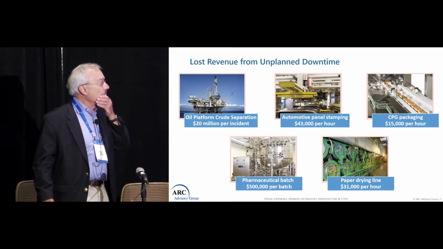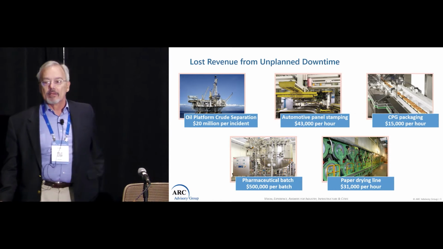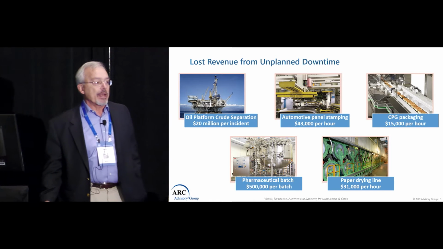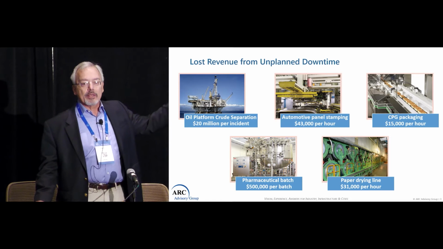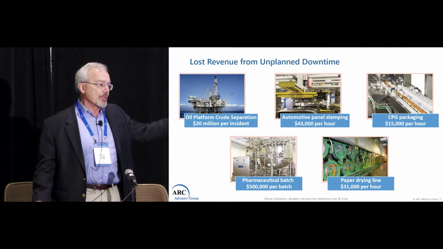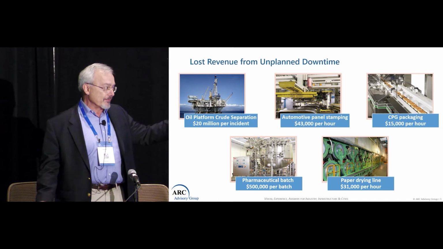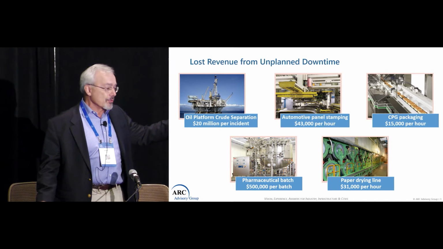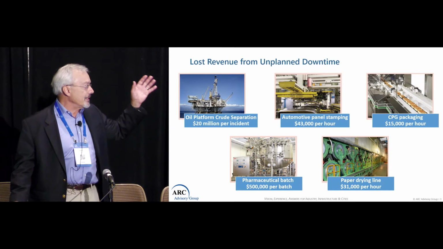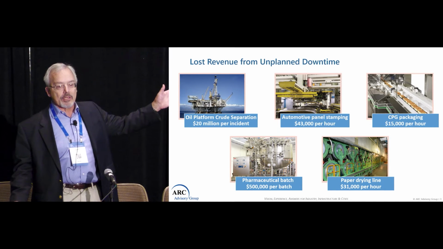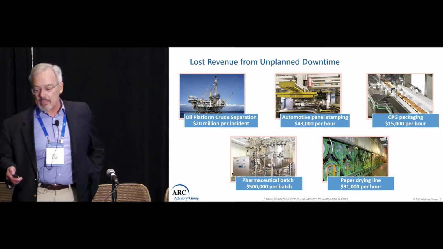All right. This is just some examples of what unplanned downtime means in terms of impacting lost revenue. The one in the upper left-hand corner, when the compressor goes down, that it's used to separate the water and sand from the crude oil. When that goes down, you can't extract oil, and each incident in the case study that I wrote up was $20 million in revenue loss, as an example.